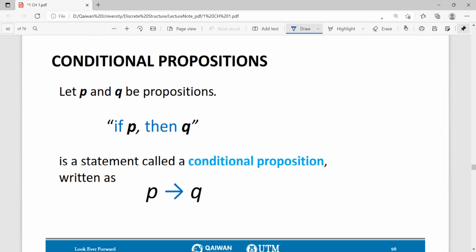Now you have conditional propositions. If, then. You say if P, then Q. That means if P happens, then Q also.